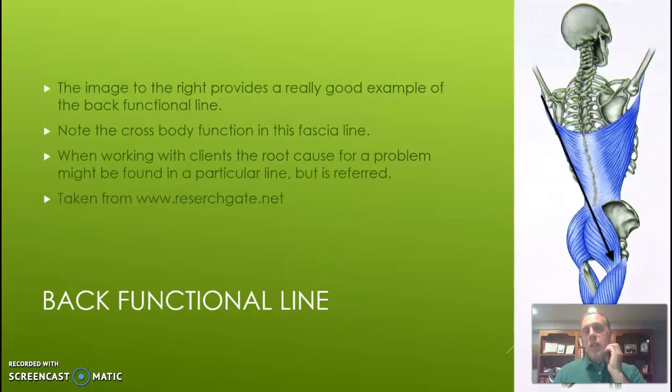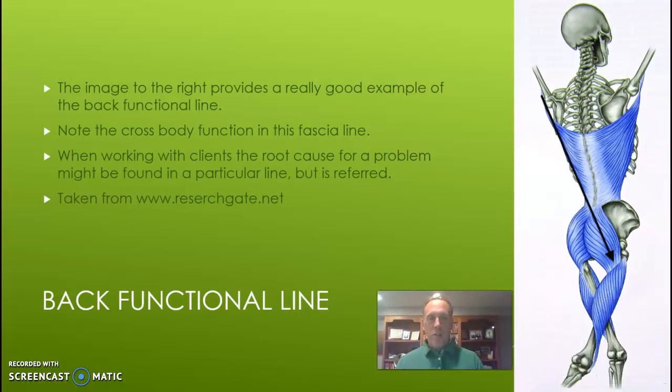So if we look at the image to the right, this is one of the fascia lines. Let me get my face out of the way here. This is one of the fascia lines in the body. Back functional line or functional back line, both are synonymous, both are the same. I picked this just off of researchgate.net. And when you look at this picture, you can see the musculature it's involved, right? Well, it looks like glutes on one side and lats on the other.